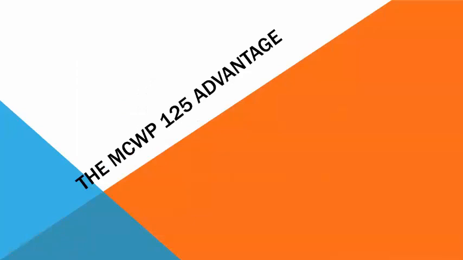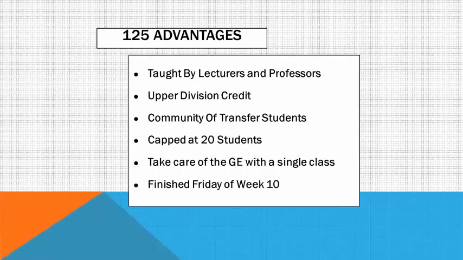Here's the advantage. First of all, 125, and this is the difference between Muir College 50, is unique. It's taught by lecturers and professors, so it's taught by folks who are professional instructors at this point. They have received their terminal degrees. It's an upper division credit course, so you get that if you need it. I'm sure a lot of you come in with enough lower division credit as it is.